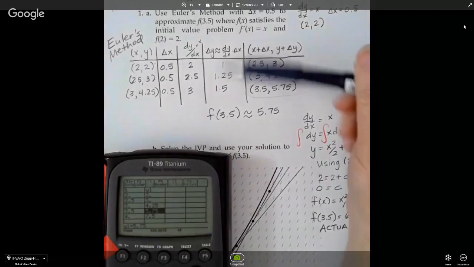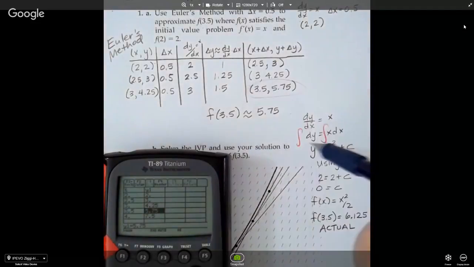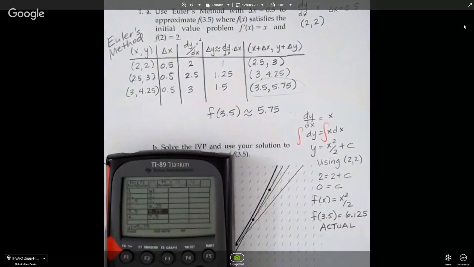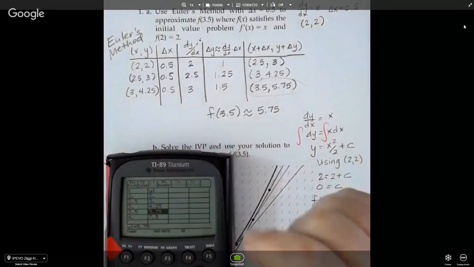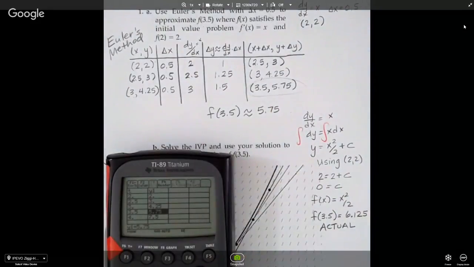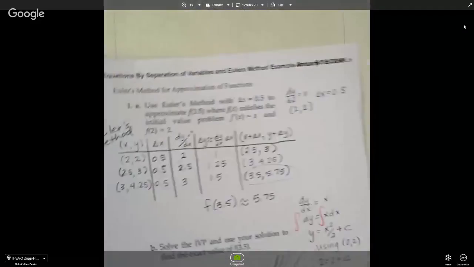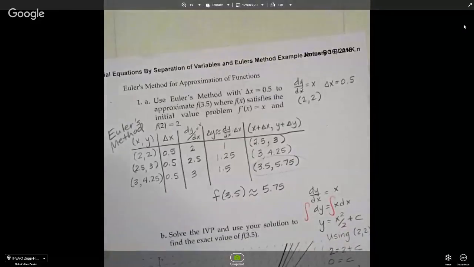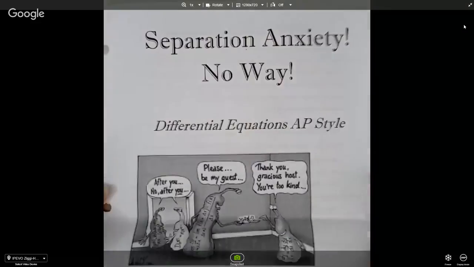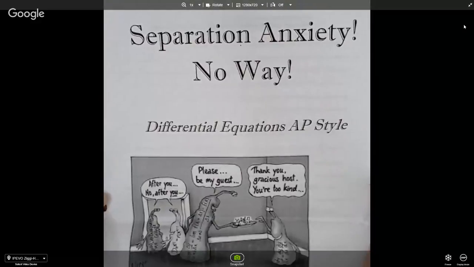And most of these questions are going to be on the non-calculator section. And they'll give you reasonable numbers like this most of the time. But all right, so let's have some fun and do some AP calculus questions that were on the last 2 AP exams. So I'm going to quit out of here. And both of these are going to be non-calculator and are going to be in this packet that I'm going to post online called Separation Anxiety, No Way, Differential Equations AP Style.